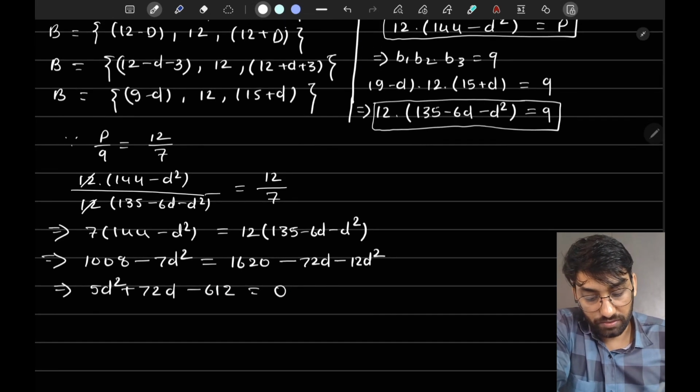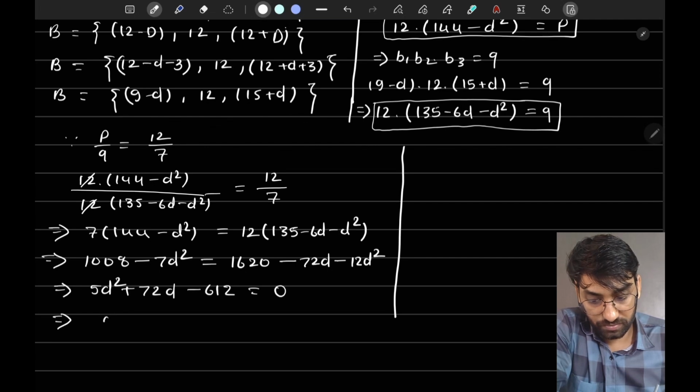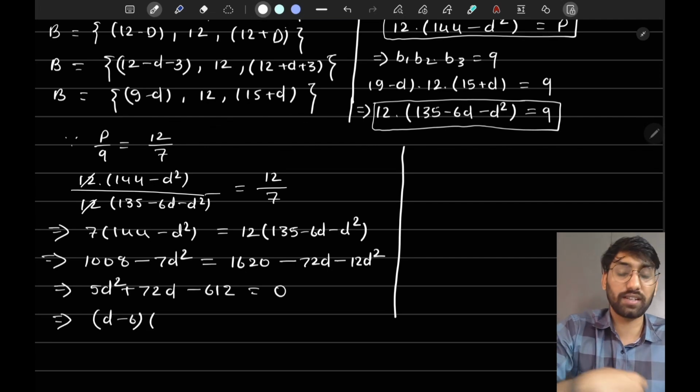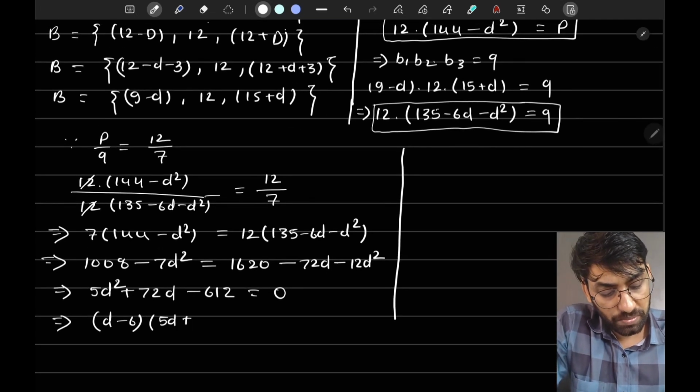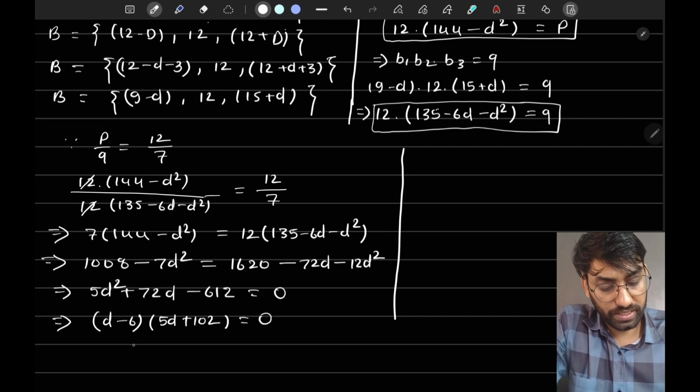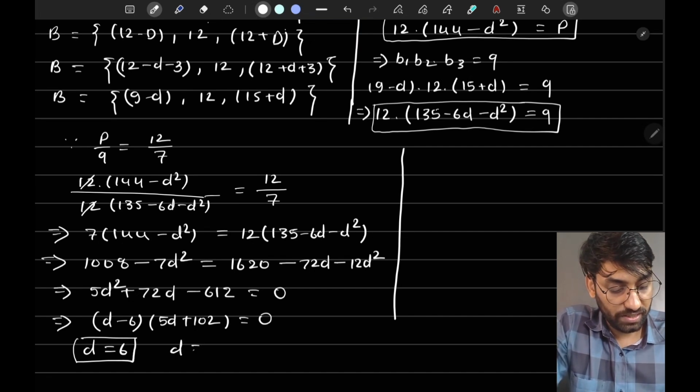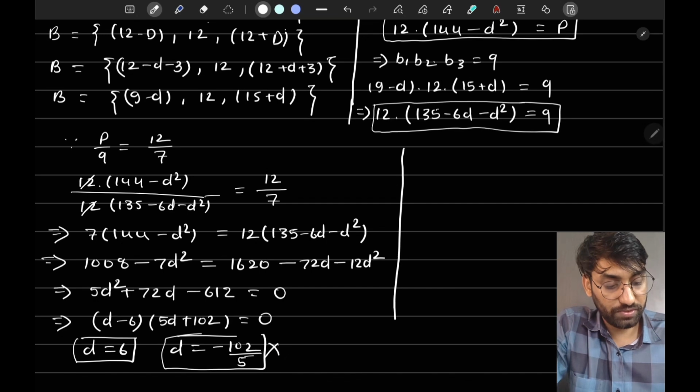After simplification, I just need to find the value of d. If I find the roots, one factor will be d minus 6, and the other factor will be 5d plus 102 equals 0. It means d will be 6, or d will be minus 102 by 5, which we are not going to take.